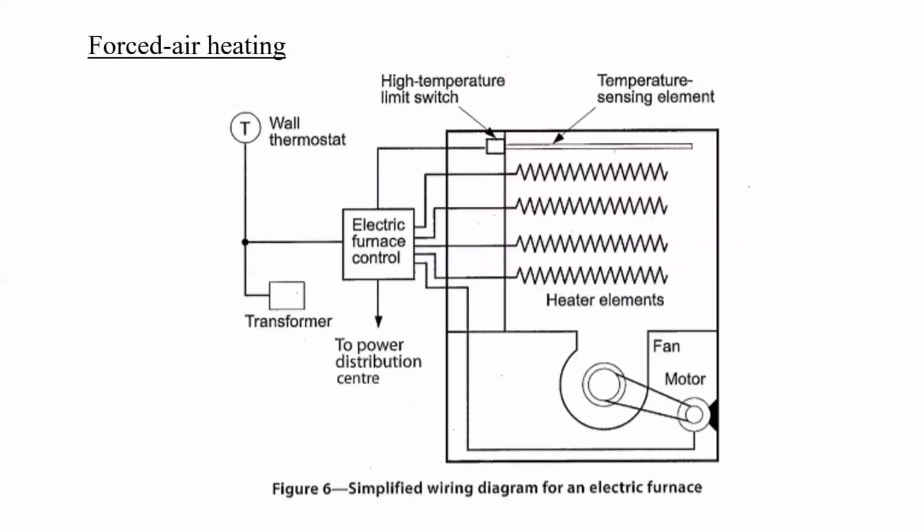Finally, forced air heating. We can use electricity to create heat and then blow air across these heating elements, and the warmed air can then travel throughout the residence or the location through metal ducts. These ducts are then going to have air going out through registers to different locations and rooms throughout the home.